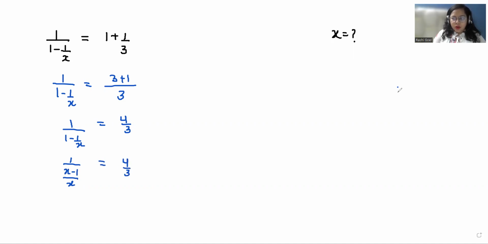Now according to the rule, 1 by (m by n), we can write it as n by m. So here we can write this as x by (x minus 1) is equal to 4 by 3. Now if we compare both sides, the value of x is 4, and when we put the same value of x in the denominator also, 4 minus 1 gives us 3. So the final value of x is 4.